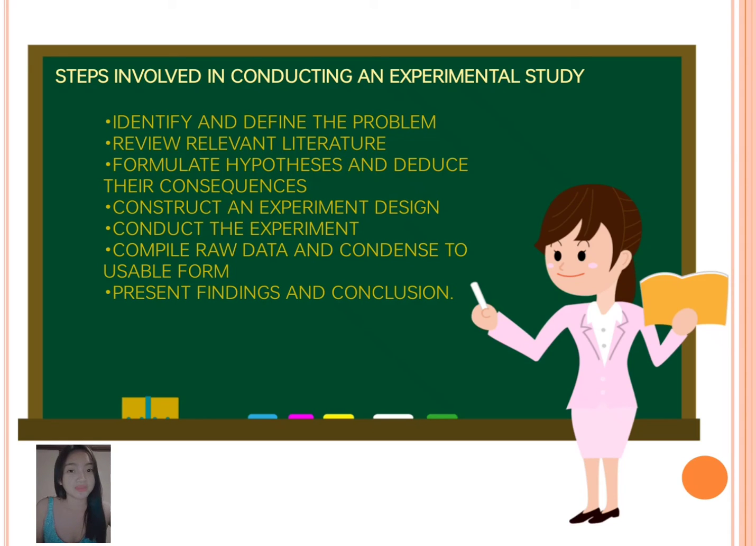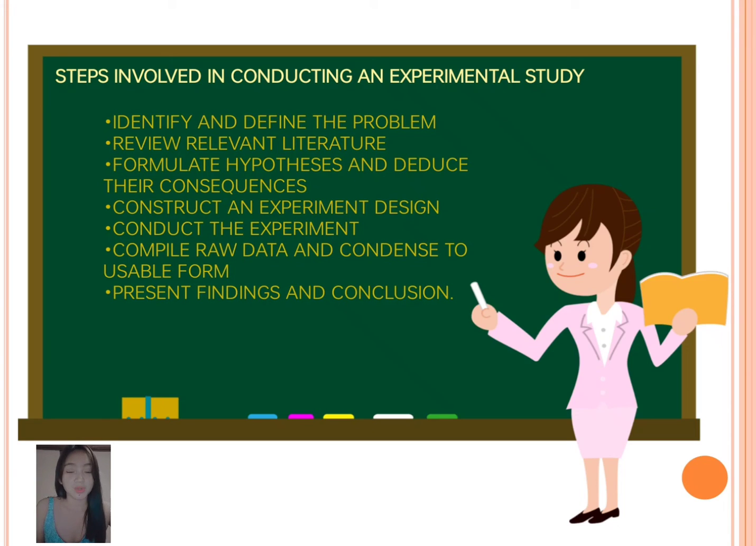Next is compile raw data and condense to usable form. In this step, when the experiment is imposed to a specific variable, related data should be collected and compiled in a systematic way. After analyzing the compiled data, it should be condensed to a usable form.